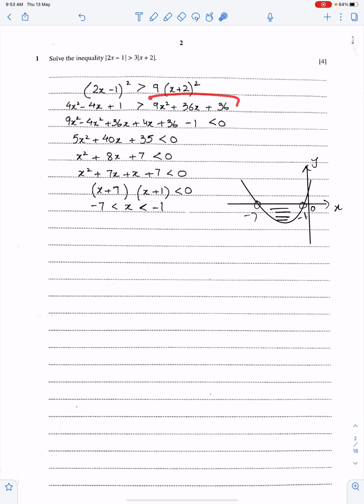By bringing everything on left hand side of this inequality and by taking common 5 and by breaking the middle term, we have this completely factorized form of this inequality. Since we have lesser sign, so this is the required region, hence the solution of this inequality is x lies between -7 and -1.